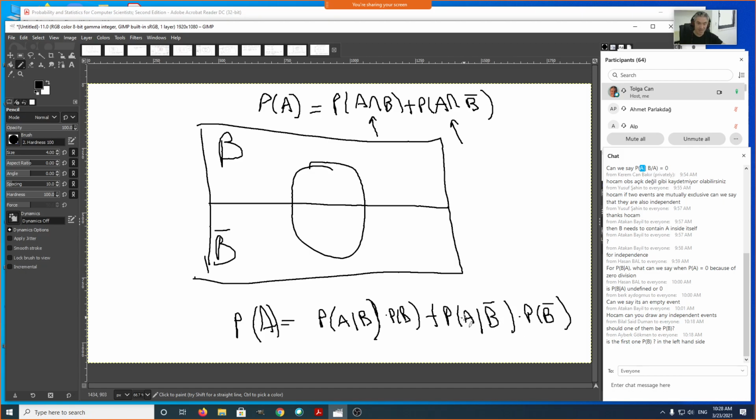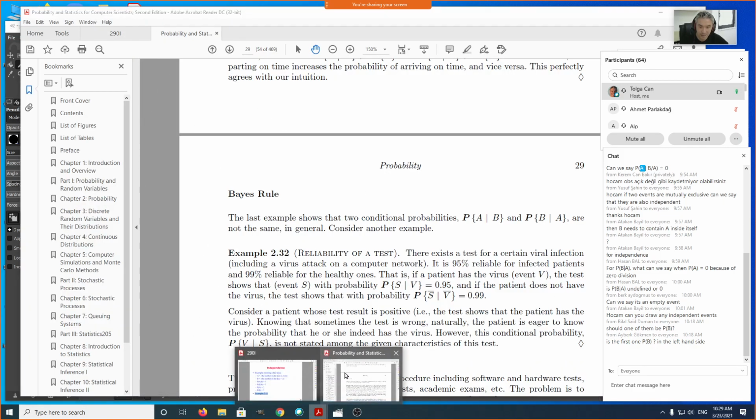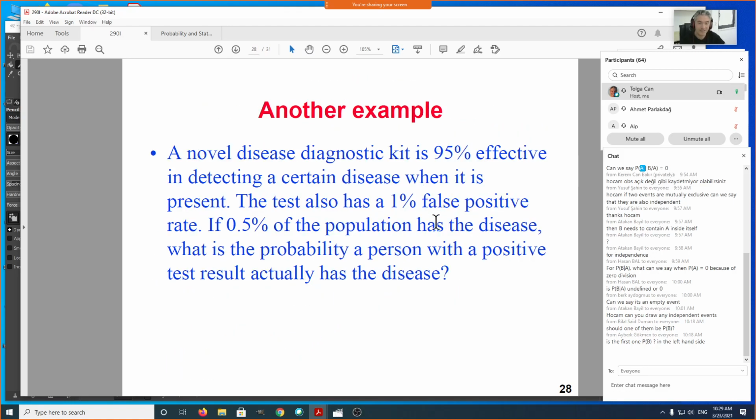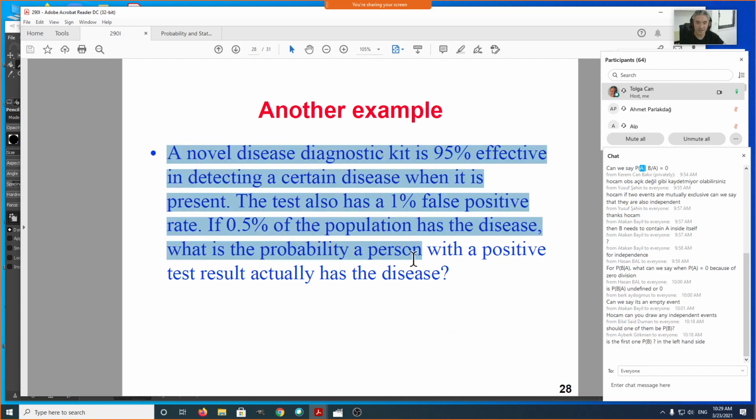And these may be the accuracies of the diagnostic test: testing positive if you don't have the disease, and testing positive if you have the disease. So this information will help you solve problems like this example. I will go over this quickly and you'll see. Let's try to solve it by applying both the Bayes rule and the law of total probability.